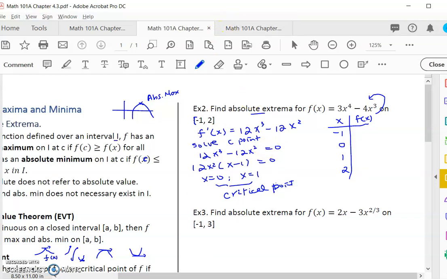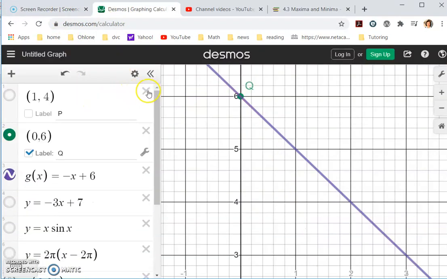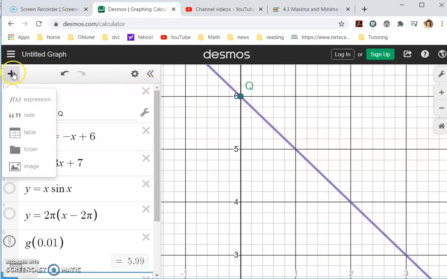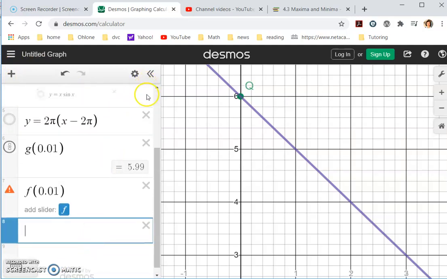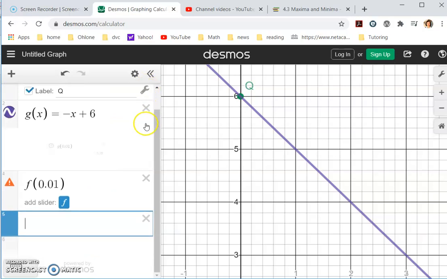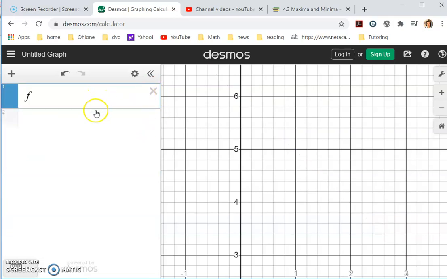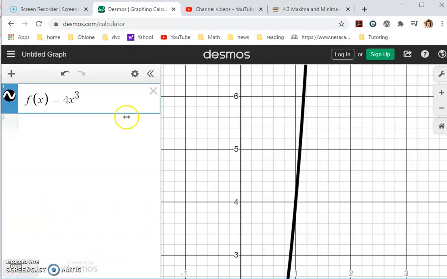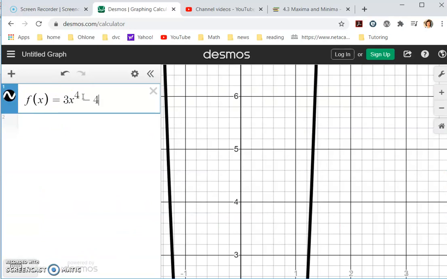So let's use our decimal. Maybe I'll just do a new graph. Let's delete all these first, we don't need them anymore. What was our function? Our function is f of x equal to 3x to the fourth minus 4x cubed.